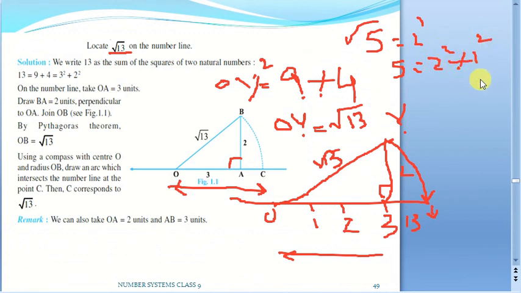On the number line, I will take 2 units here. This is 2 units in length and this is 1 unit in length. This is exactly what will give me root 5, because I am writing 5 as the sum of squares of two numbers. So this will be root 5. If I assume this as a right angle, this square plus this square is equal to the square of this one. So root 5 square is 5.